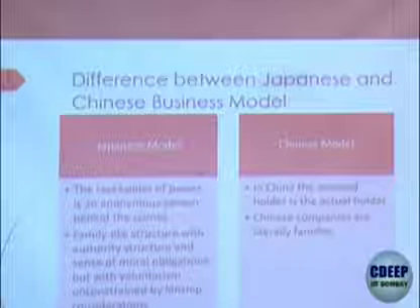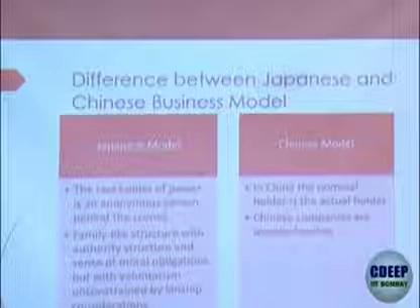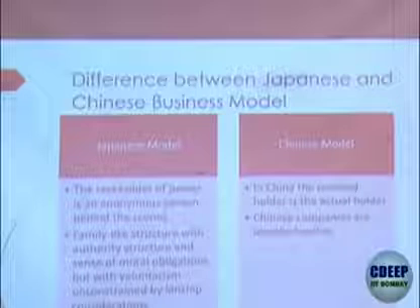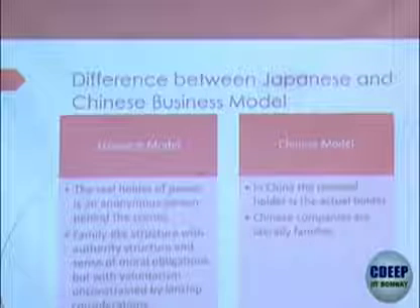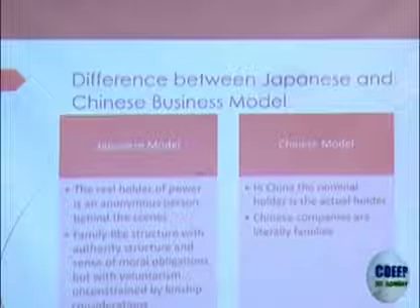Whereas in the case of the Chinese model, the nominal holder is actually the holder, and their business model is literally families. Now, Yash would explain further differences between these.